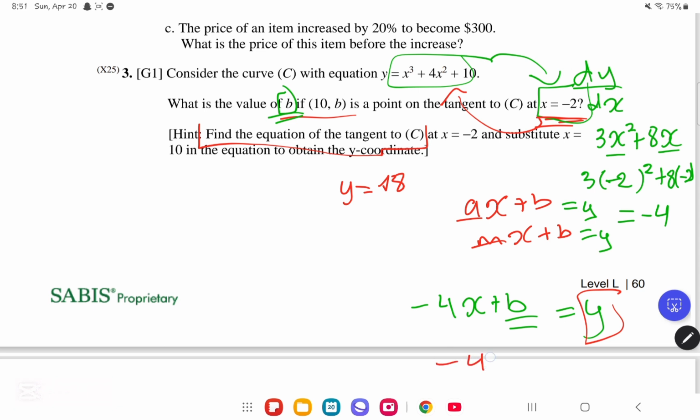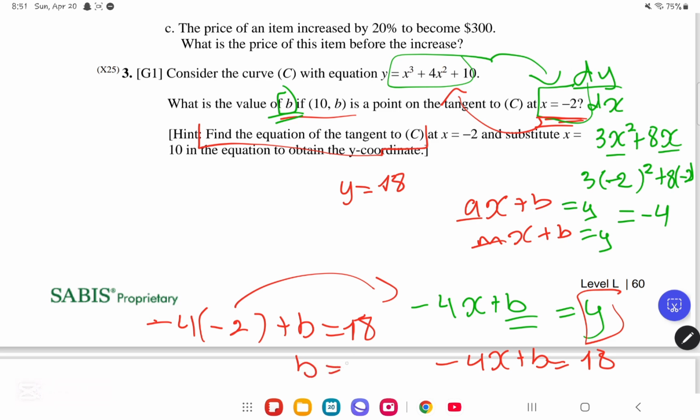So now minus 4x plus b is equal to 18. We know that x is minus 2, so minus 4 times minus 2 plus b is equal to 18. You bring this to the other side, and you get that b is equal to 10. But this is not the b they want. They want the b as in y.